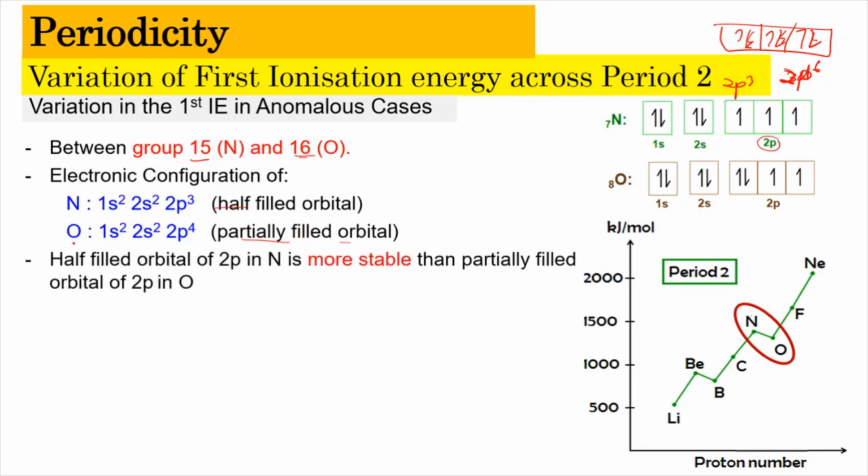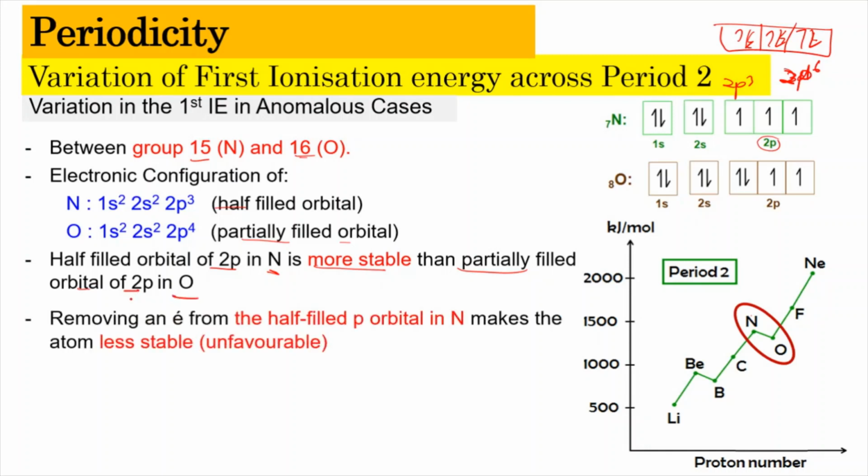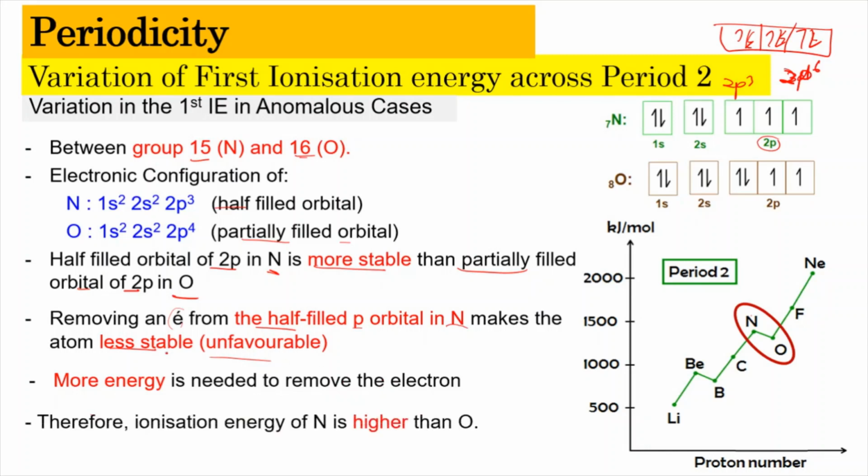So you can say that the half-filled 2p orbital in nitrogen is more stable than the partially filled 2p orbital in oxygen. Hence, removing an electron from the half-filled p orbital in nitrogen makes the atom less stable, and this is an unfavorable process. As a result, more energy is needed to remove the electron, and therefore the ionization energy of nitrogen is higher than oxygen. Okay, and this is why nitrogen has a higher ionization energy in comparison to oxygen, because of the half-filled orbital at the 2p.